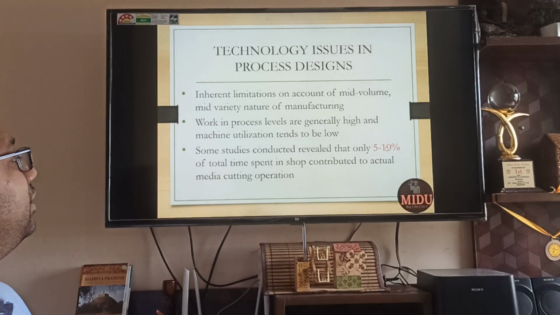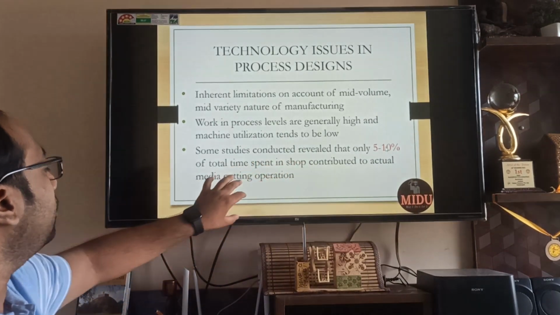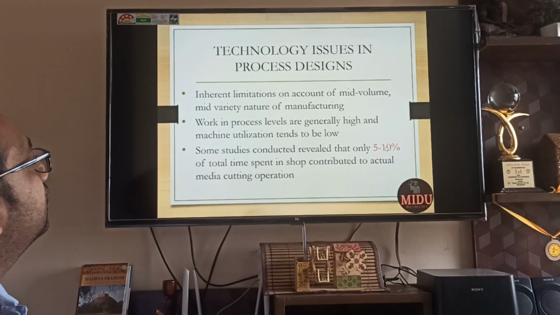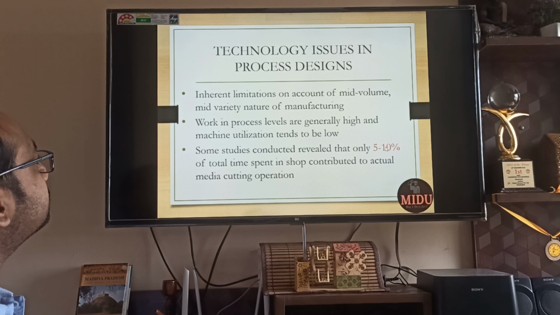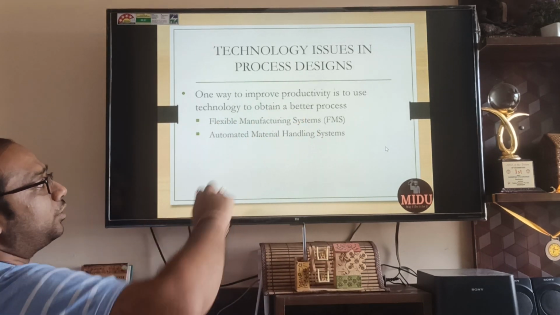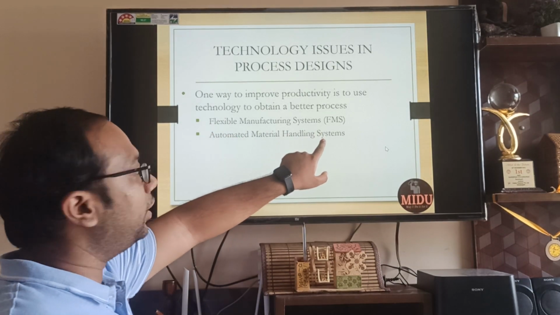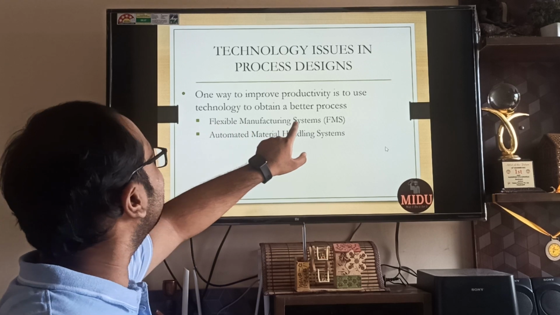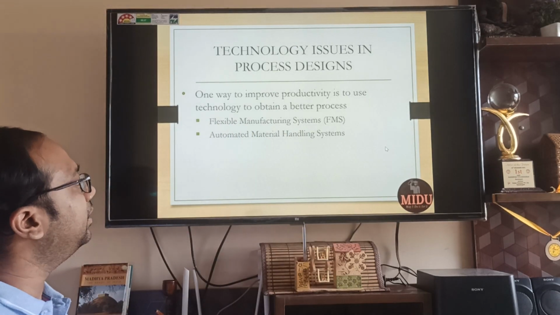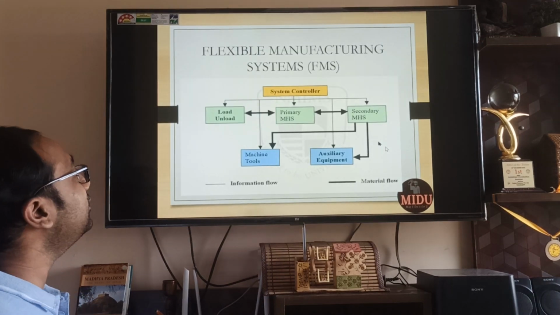Some studies conducted revealed that only 5 to 10% of total time spent in the shop contributed to actual metal cutting operations. To overcome this, one way to improve productivity is to design a technology to attain a better process, and there are 2 methods. First is known as FMS, which is flexible manufacturing system, and second is AMHS, automated material handling system. Let us just see some description of these technologies.